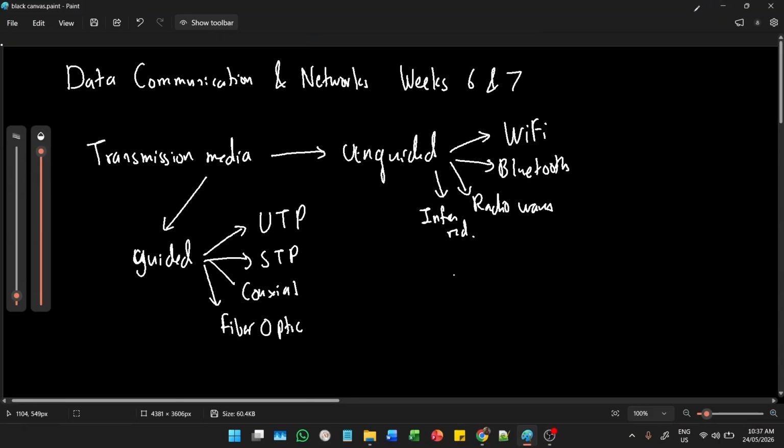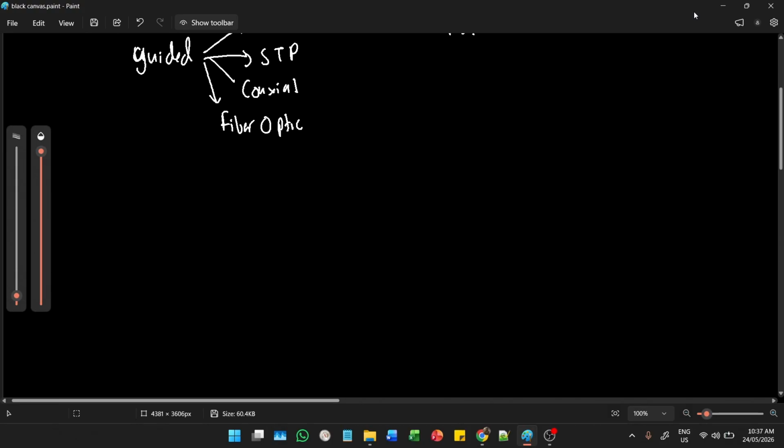So essentially, the problem with unguided media is that you don't know how many devices are going to connect at any given time. You can't predict that at this moment this many devices will be connected to the system. Whereas guided, you can specifically predict and you can specifically know how many devices and you can act accordingly. Okay, so let's talk about guided media.